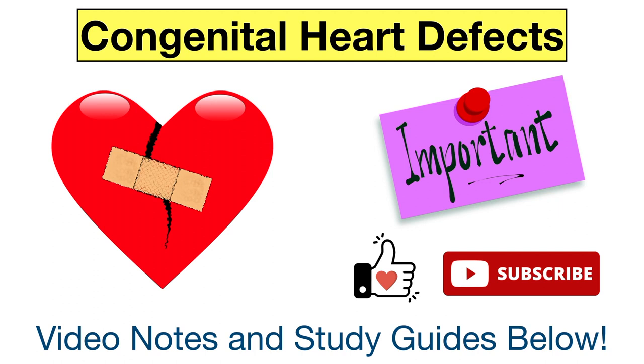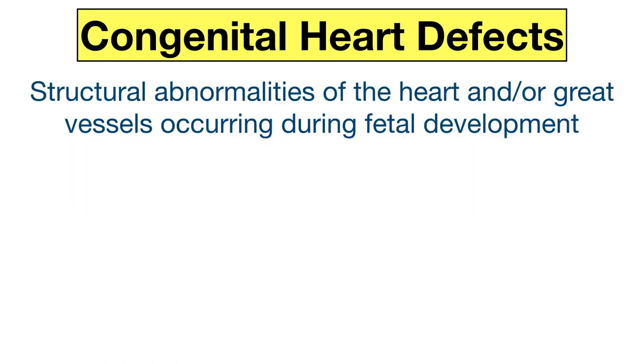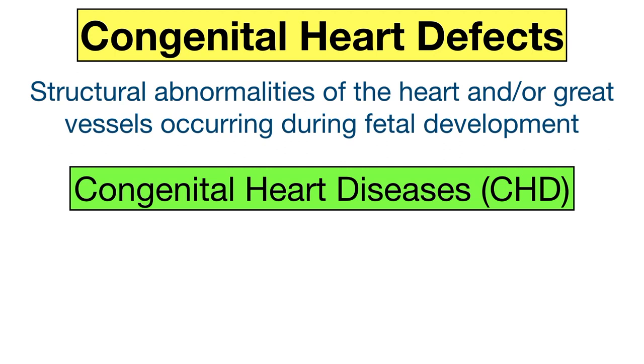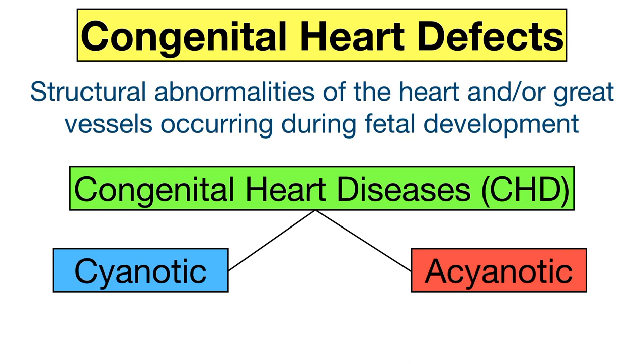So let's get right into it. Congenital heart defects are structural abnormalities of the heart or great vessels occurring during fetal development. You may also hear of them referred to as congenital heart diseases or CHD. CHD can be subdivided into two types, cyanotic and acyanotic.